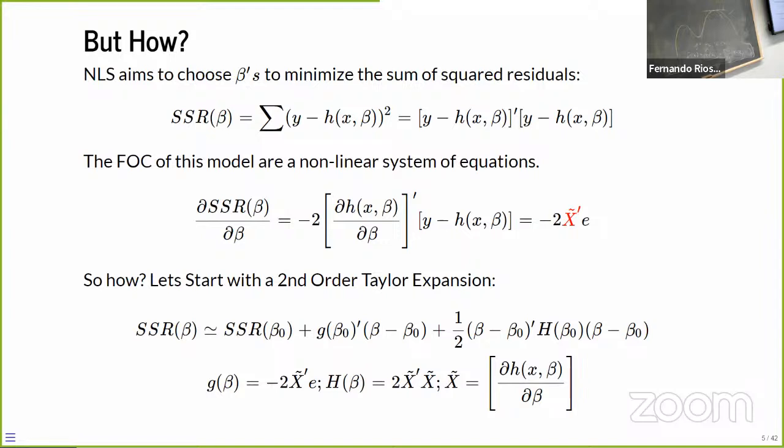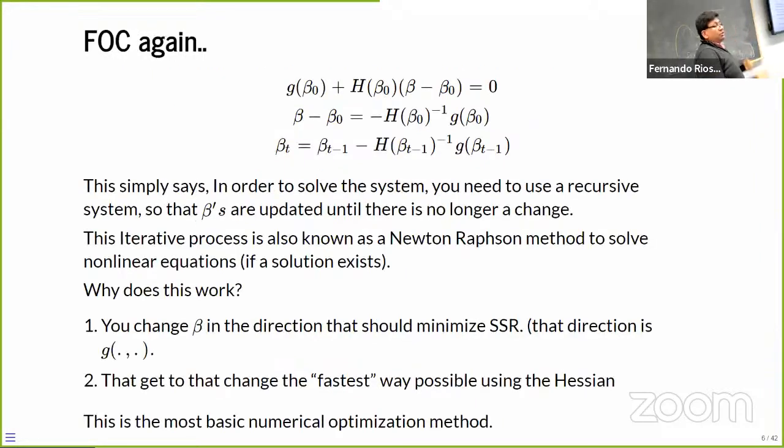Suffice to say that this H is what you obtain when you derive these with respect to betas. It is the double derivative of that function. And finally, this x tilde is just how h changes when there is a change in beta. So, first order conditions again.